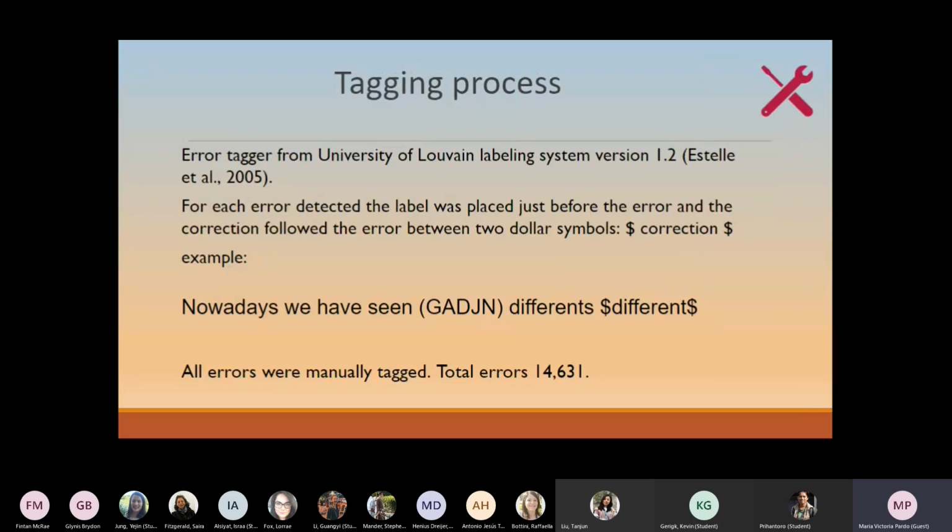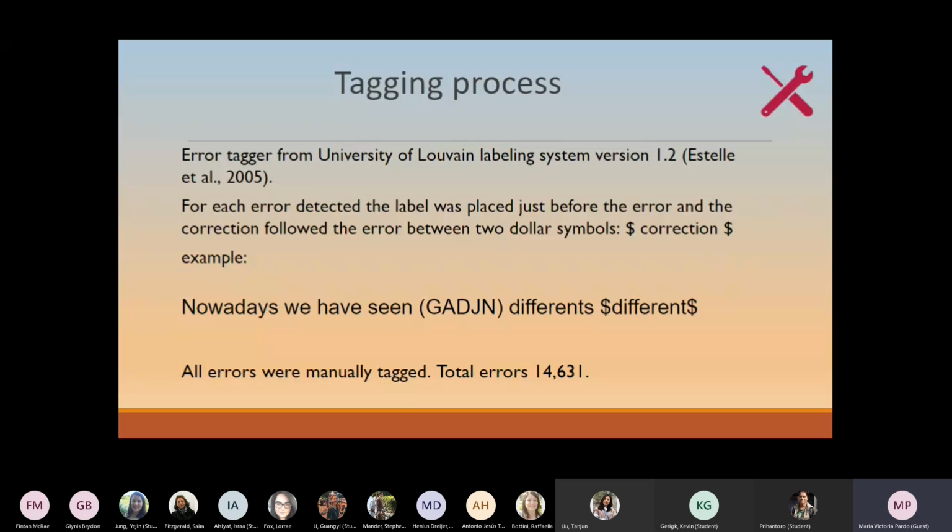Each error was detected and the label was placed just before the error, and the correction followed the error between $2 signs. So we can see here an example. I'm showing you here an example. This is one of the errors. Nowadays, we have seen, so here is the tag of error in between parentheses. And it says, we have seen difference, which is a pluralization of an adjective. And the correction is between the $2 signs.